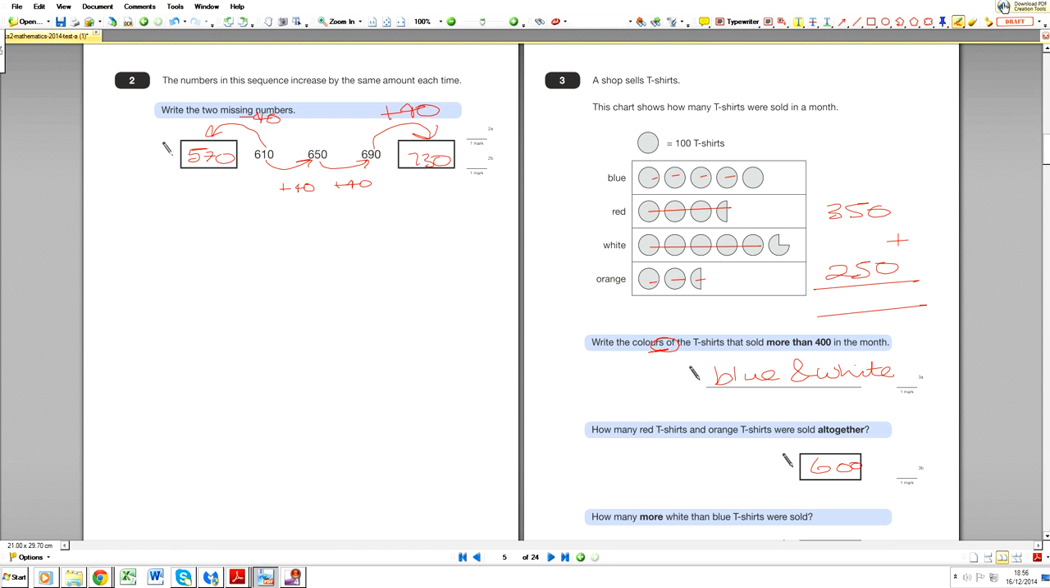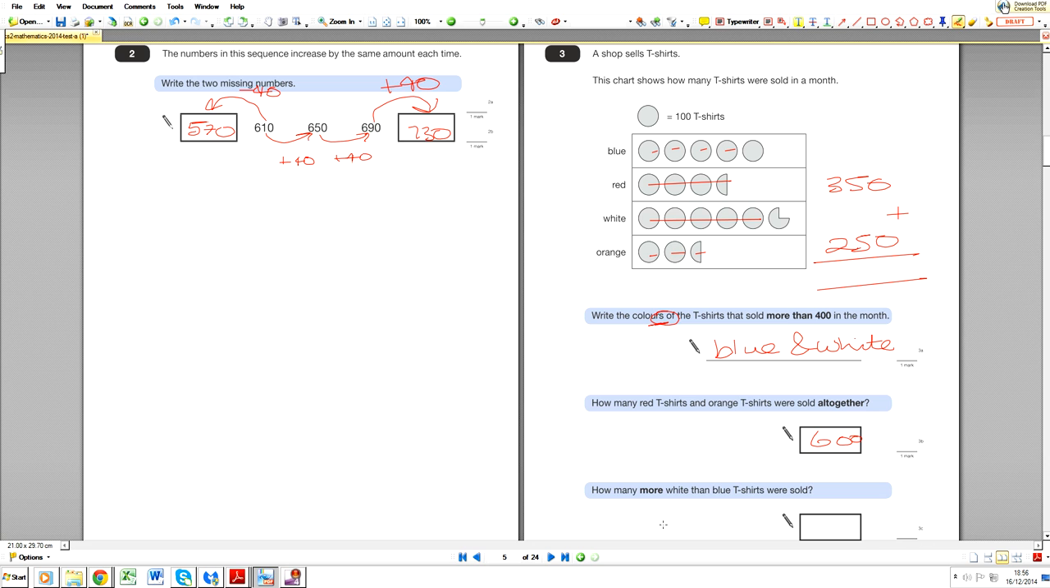How many more white t-shirts than blue t-shirts were sold? So how many more white than blue? So we said the white was how many again? 575. And how many blue ones are sold? 500. Okay. Mr. Kamal, I'm not deaf at the moment, but soon will be deaf if you keep on shouting. Okay, so 575 minus 500 will give you a nice simple answer as 75.